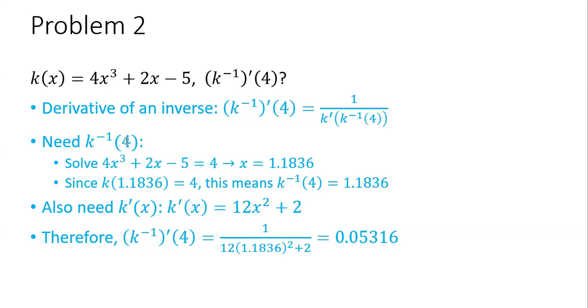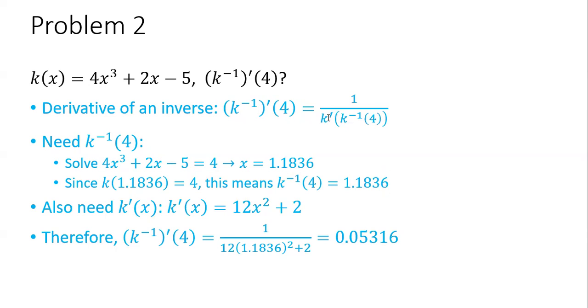K inverse of 4 will be some value. Let's call it a again. So k of a will be 4. So we essentially want to set this equal to 4, and this is where we need a calculator. X should be about 1.1836. So k inverse of 4 is 1.1836.